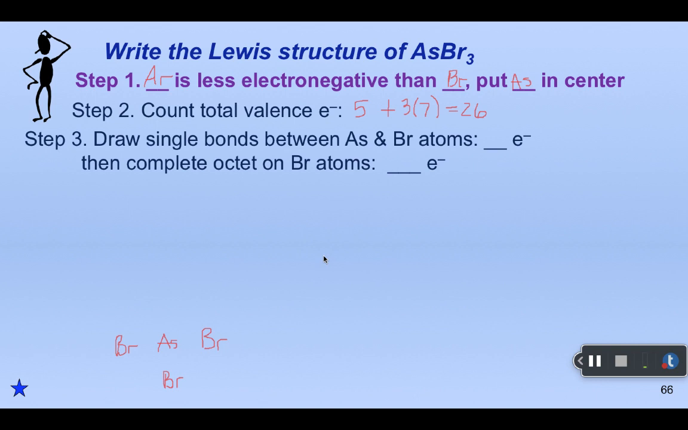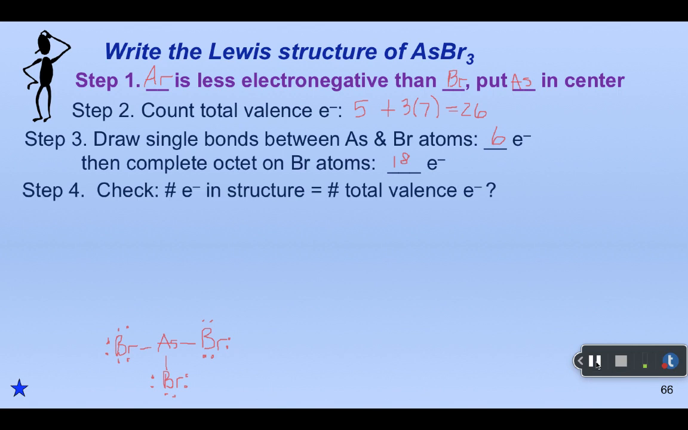So we're going to put single bonds in between the arsenic and bromine atoms. So count up that each of those bonds gives you 2 electrons, 2, 4, 6 electrons total. And then we're going to have to complete octets on all the bromine atoms. So that's 18 more electrons in those lone pairs around each of the bromine. So what's the next step? Let's think. Where do we have to be here? Well, we've shown 6 plus 18 or 24 electrons.